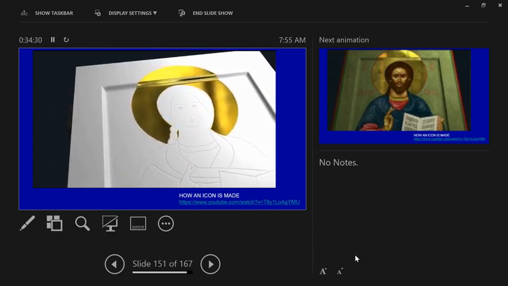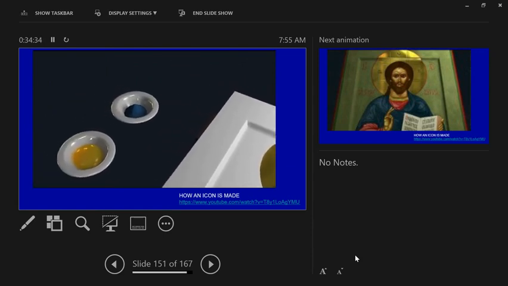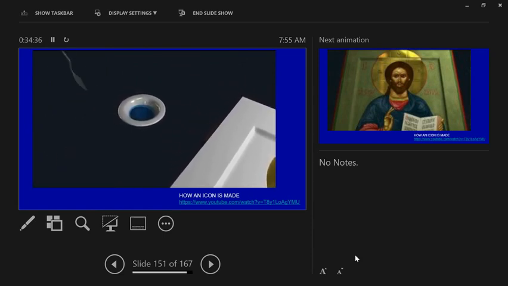Icons are painted with egg tempera, a type of paint created by mixing mineral pigments with egg yolk. Tempera dries quickly.